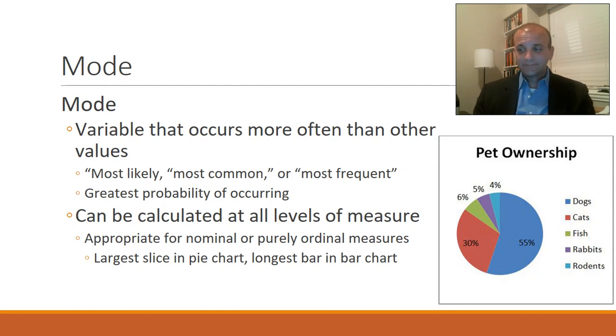It really just looks at one aspect, just frequencies essentially, the most likely or most common value to occur within a data set. Here's a quick example I pulled off the internet. You can quickly see that the mode here for pet ownership would be dogs, because it's the most common and most frequently reported. It's the greatest probability of occurring.